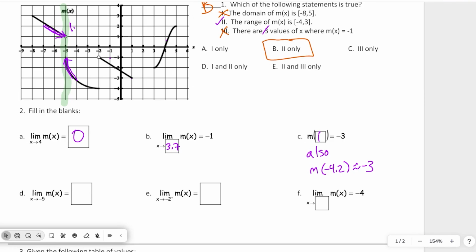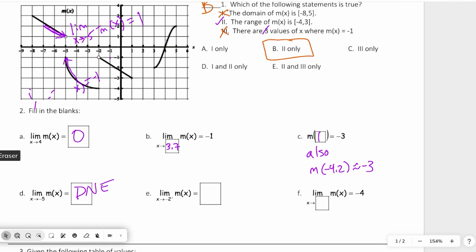So up here, we get the limit as x approaches -5 from the left of m of x is going to be 1. Down here, the limit as x approaches -5 from the right of this function m of x would be -1. And we do have those one-sided limits, but whenever the one-sided limits do not agree, we say that there is no limit there, and so we're going to say DNE, or does not exist.